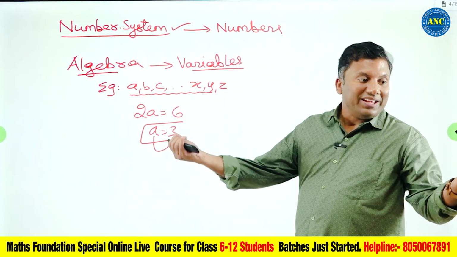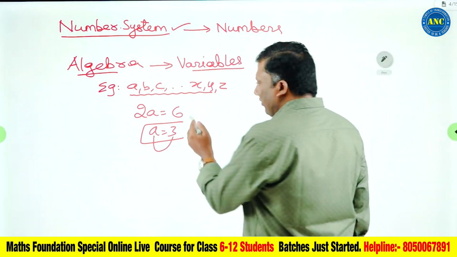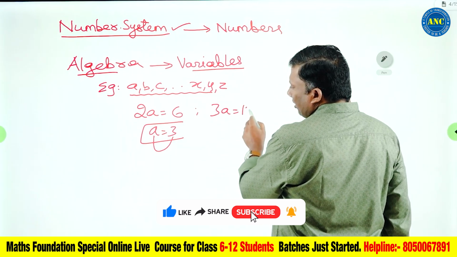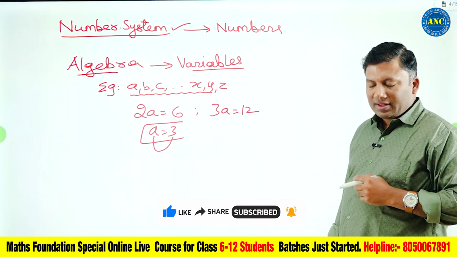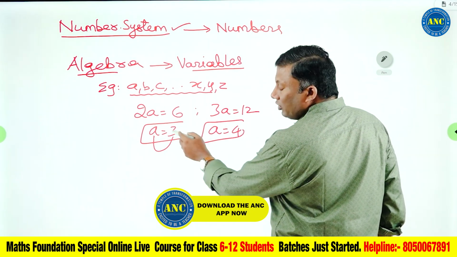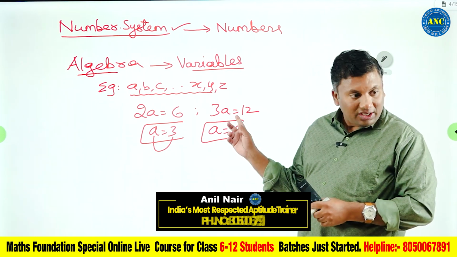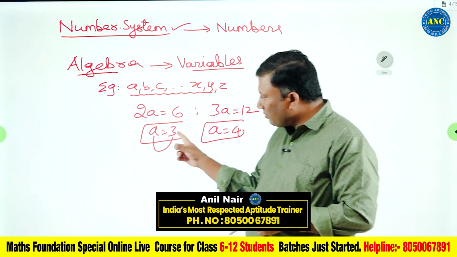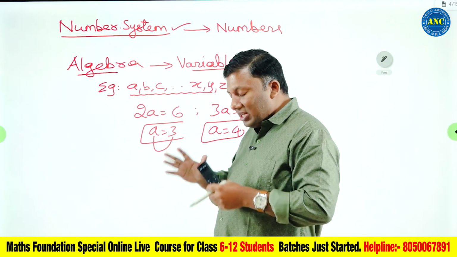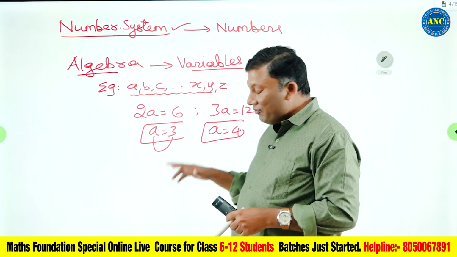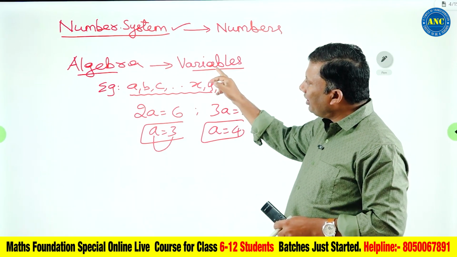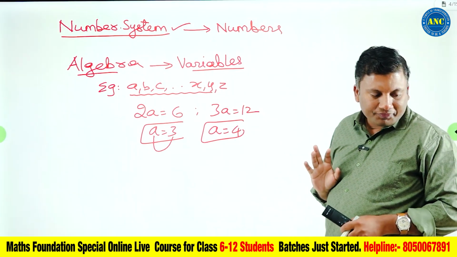Variable means which varies, that means which changes. If 3a is equivalent to 12, what is the value of a? 4. That means here the value of a is 4. Here the value of a is 3. That means the value of a is changing. Sometimes it is 4, sometimes 3, sometimes another value. So the value is not constant. Constant means a fixed value. Anything which changes is called a variable. Please write down.